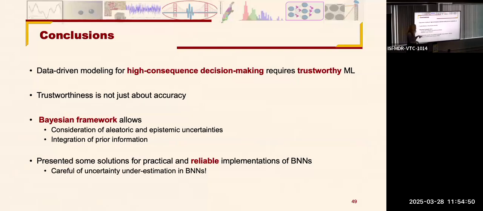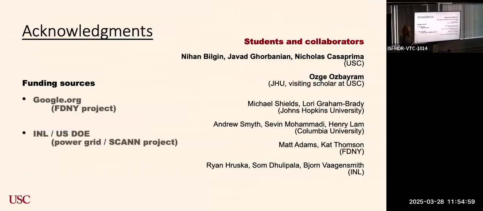One big problem with Bayesian neural networks is that they're very prone to underestimate uncertainties. And so you need to be careful how you assess uncertainty.